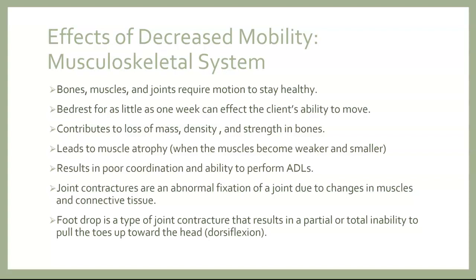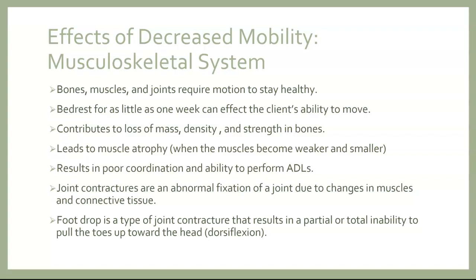Joint contractures are an abnormal fixation of a joint due to changes in muscles and connective tissue. Unfortunately, you will see patients like this where their arm or leg, wrist, a joint is fixed in a certain position and it's stiff, and they can't move it out of that position because they've been immobile for too long and weren't able to practice the right range of motion exercises in order to keep those joints loose, and then they are pretty much stuck there.